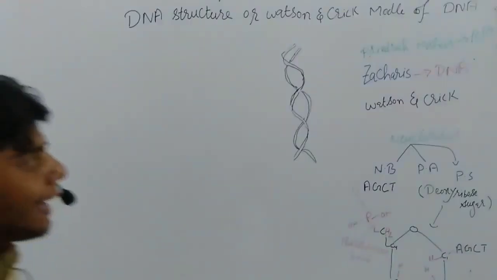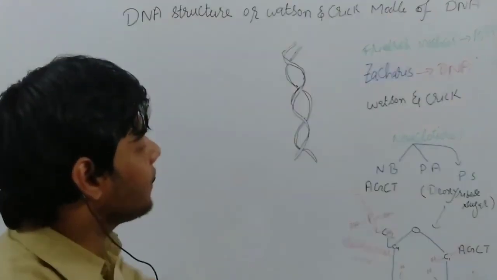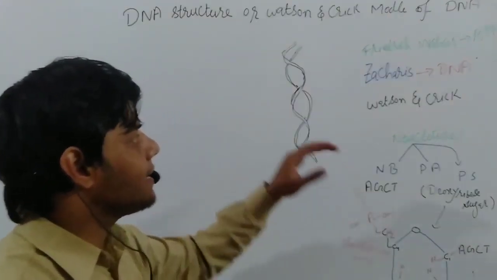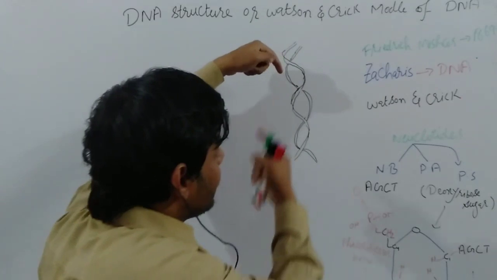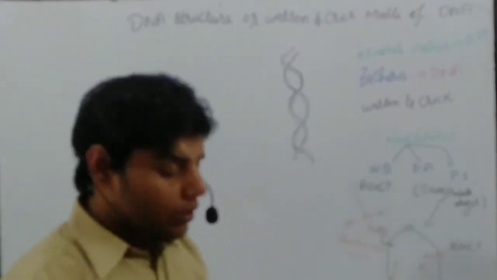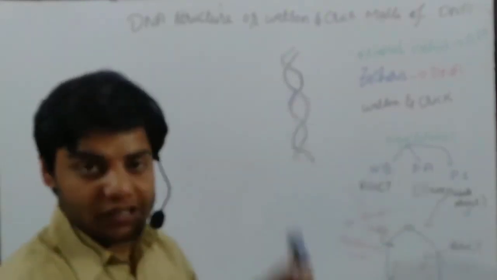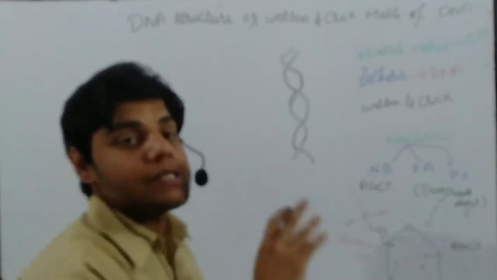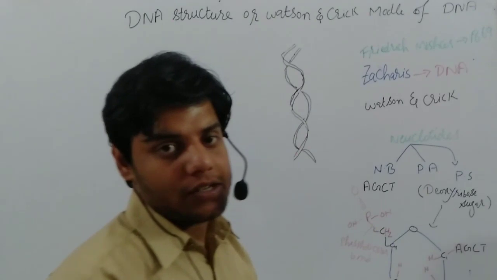Okay, so according to Watson and Crick, DNA is helical in shape. So it is the double helix. A helix will look like this. They said that DNA is helical in shape, and DNA is made up of two strands. This is the first strand and this is the second strand.